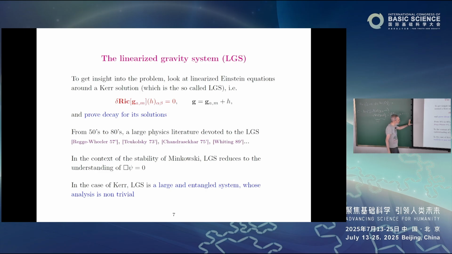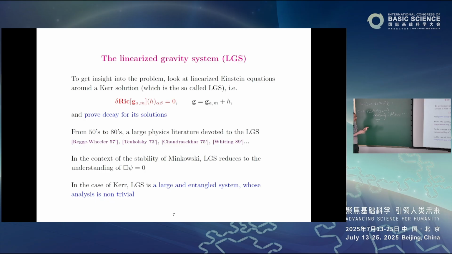Okay. So this has been studied quite intensively from the 50s to the 80s in the astrophysics literature. It started with the work of Regge and Wheeler, which was even prior to the Kerr solution. At that time, it was just the stability of Schwarzschild that they were studying. And here, there are many references, so I stick to the references that will pop up in the talk: Regge–Wheeler, Teukolsky, Chandrasekhar, and Whiting.